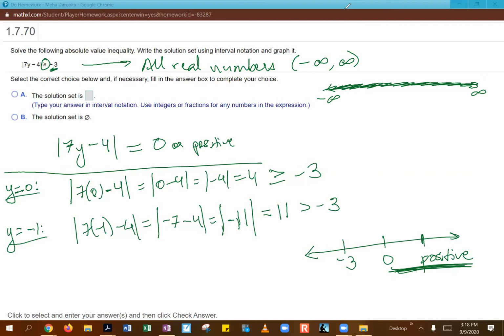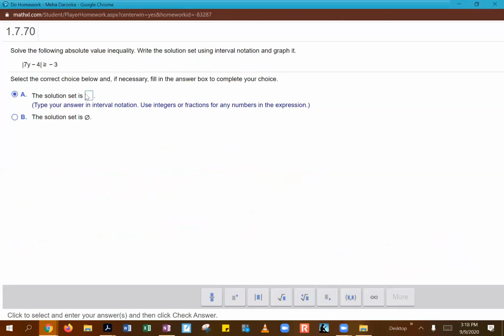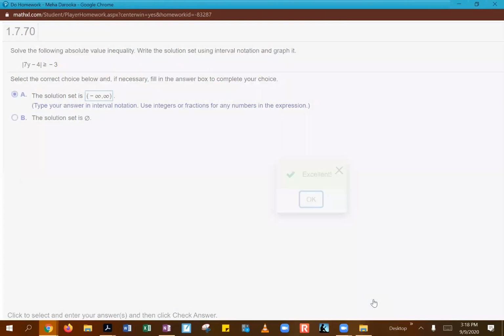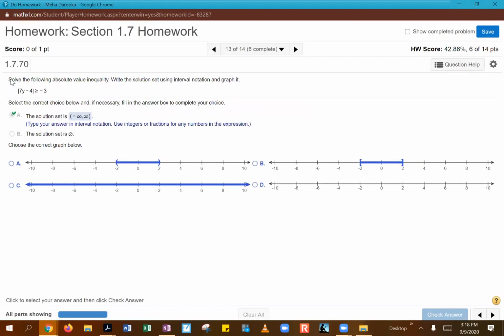So this is definitely a special case because you don't actually have to solve these equations. Remember, having that negative number on the right hand side, we can't really solve these types of examples. So you just have to do a little bit of critical thinking here. So this one is going to be negative infinity to positive infinity, and like I said, it's going to be the graph C where you're picking the entire number line.